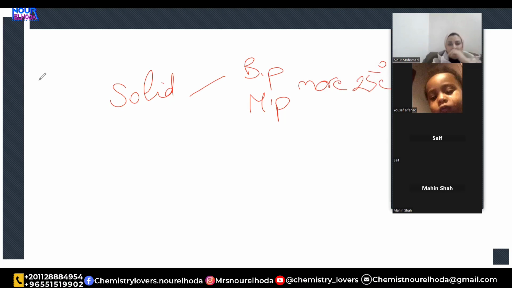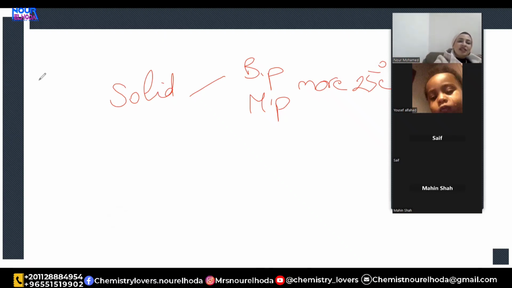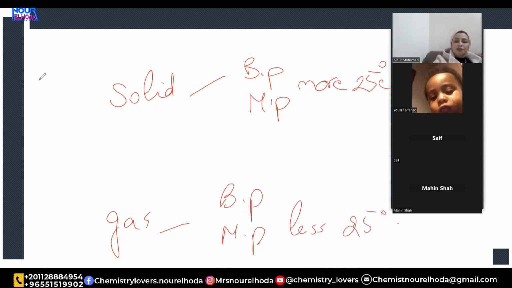So if their melting point and boiling point is more than 25, this is a solid for sure, because the particles are so close together, so you need too much energy to break it. Okay? When do I say this is a gas? I say this is a gas if the melting point and the boiling point is less than 25 degrees. Why especially 25? 25 is the room temperature. But if I find the melting point or boiling point more than 25, it's a solid. If I find that the melting point or boiling point lower than 25, it's a gas.